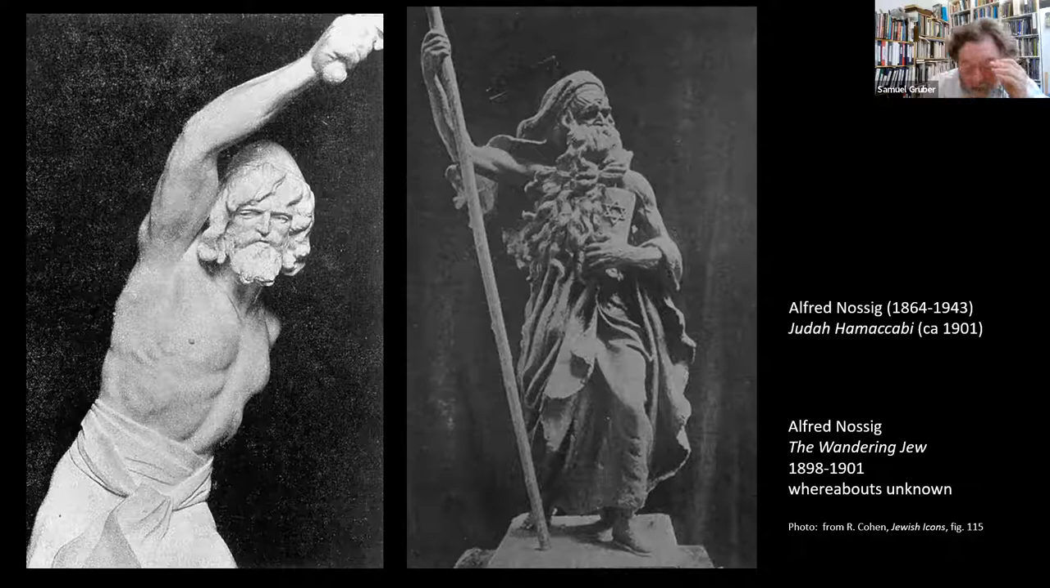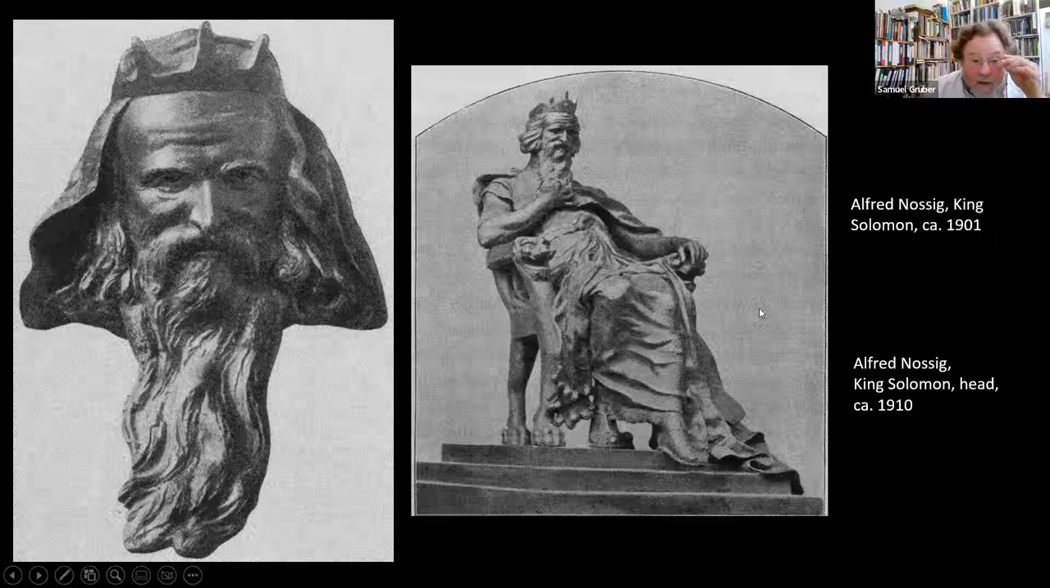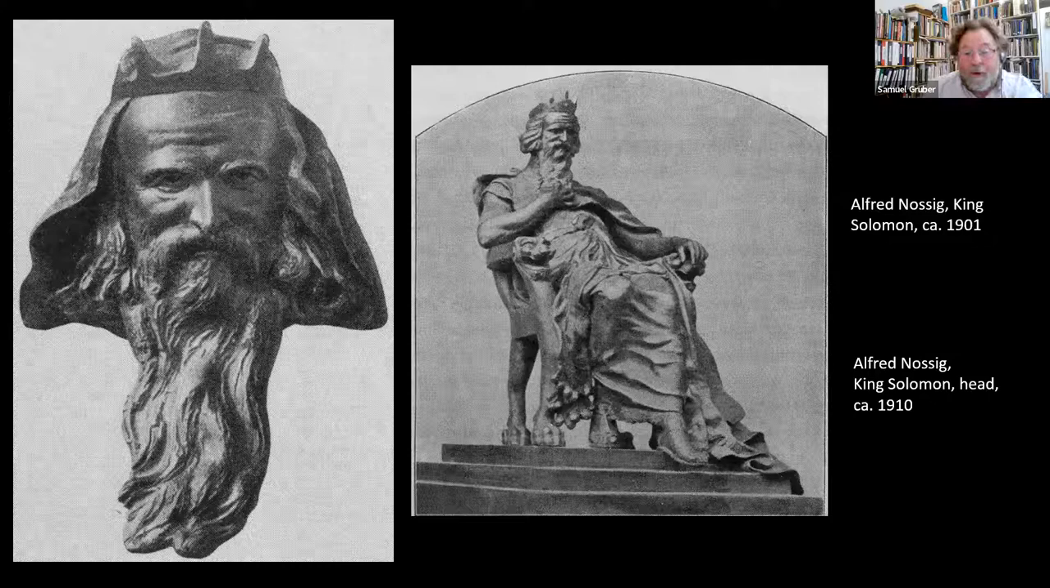Sadly, Nozick died in 1943. He lived too long. He was quite old, but he came to an ignominious end. He was in the Warsaw Ghetto and was accused of collaboration. He was on the council because he was a distinguished man of quite a reputation, and he was executed by fellow Jews, by the fighters, for his collaboration or his complacency about German actions.